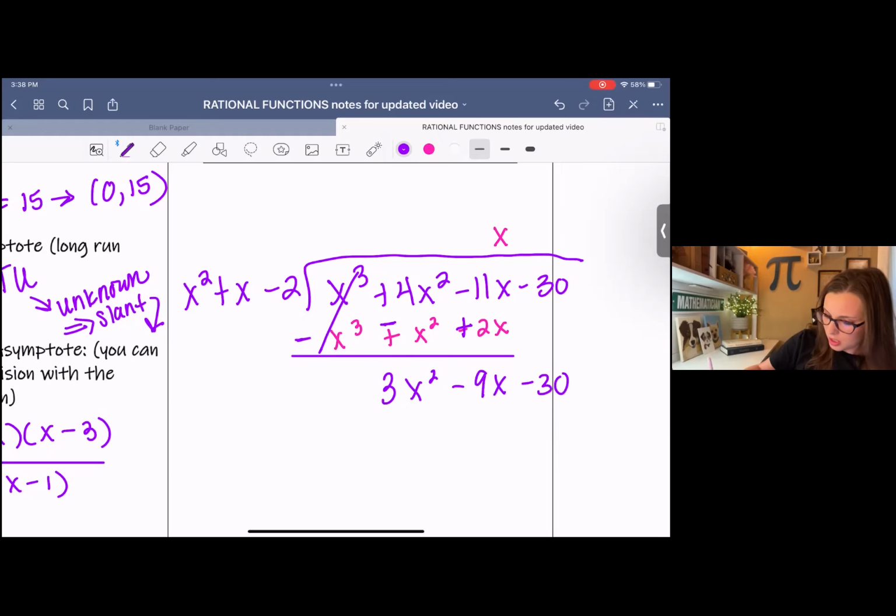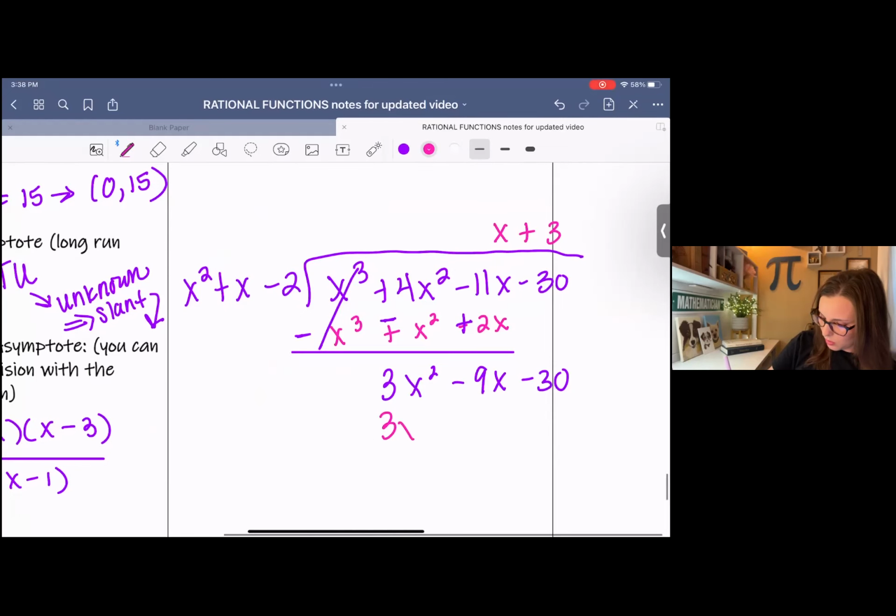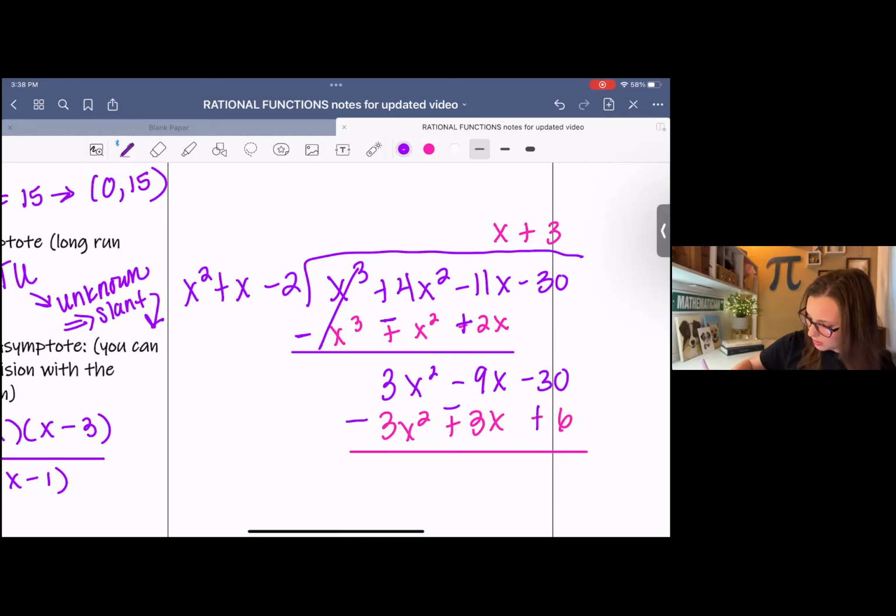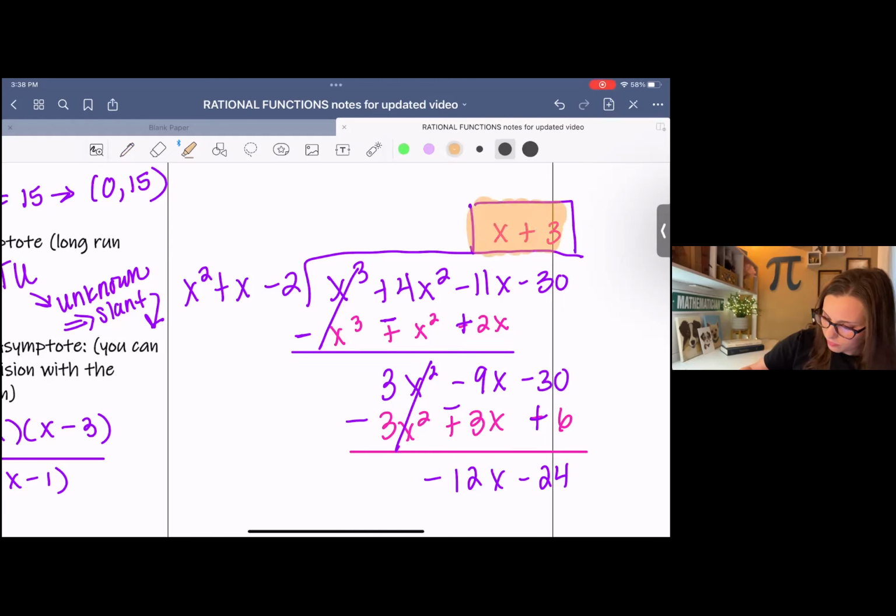9x minus 30. x squared goes into 3x squared 3 times, multiply that back out. That's 3x squared plus 3x minus 6. Really, at this point, I can stop because I have what I need, but just for the sake of the problem, I'll keep going. We need to subtract this line. So that goes away. That's negative 12. And that doesn't really matter because what we need is right here. That's it. So I could have stopped earlier, but that's it.